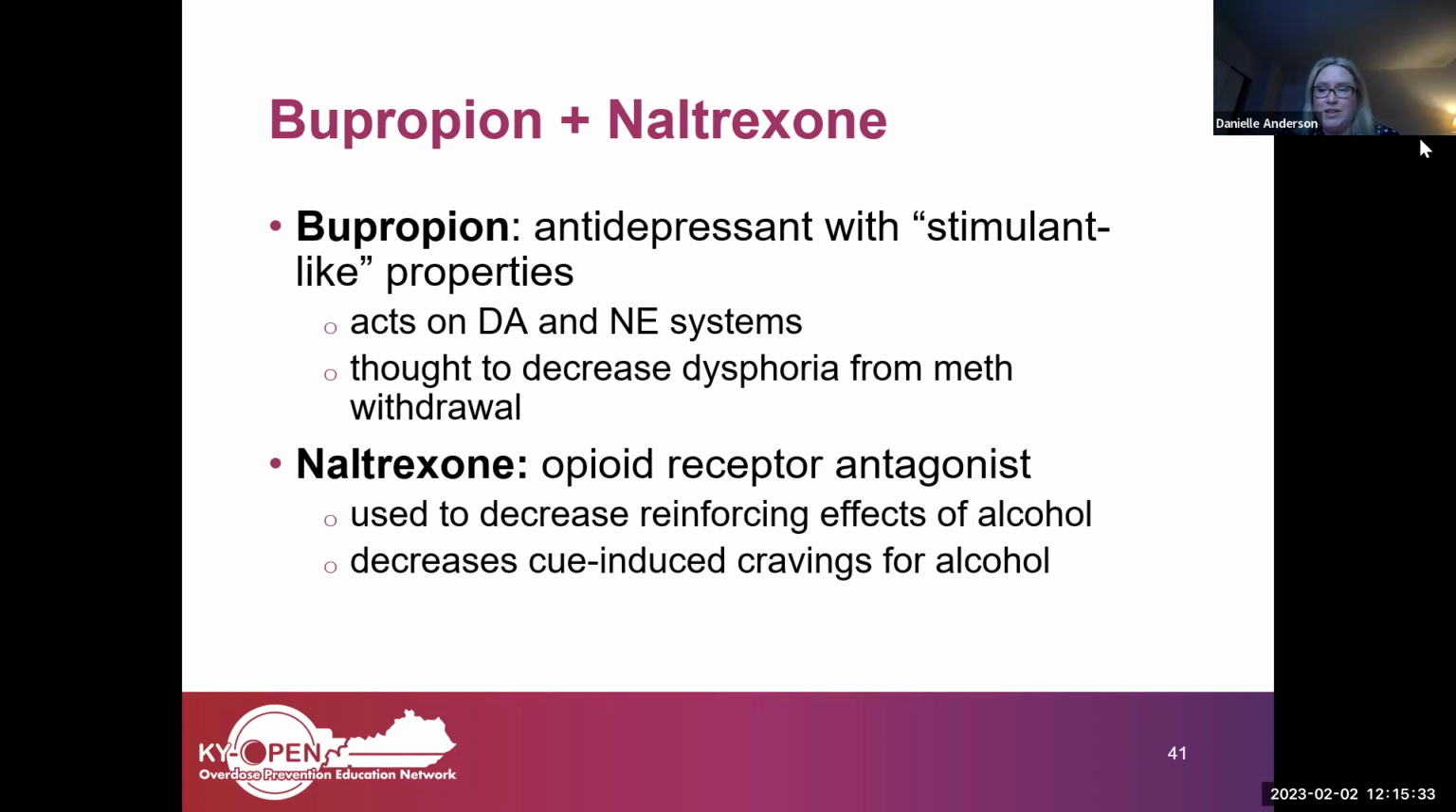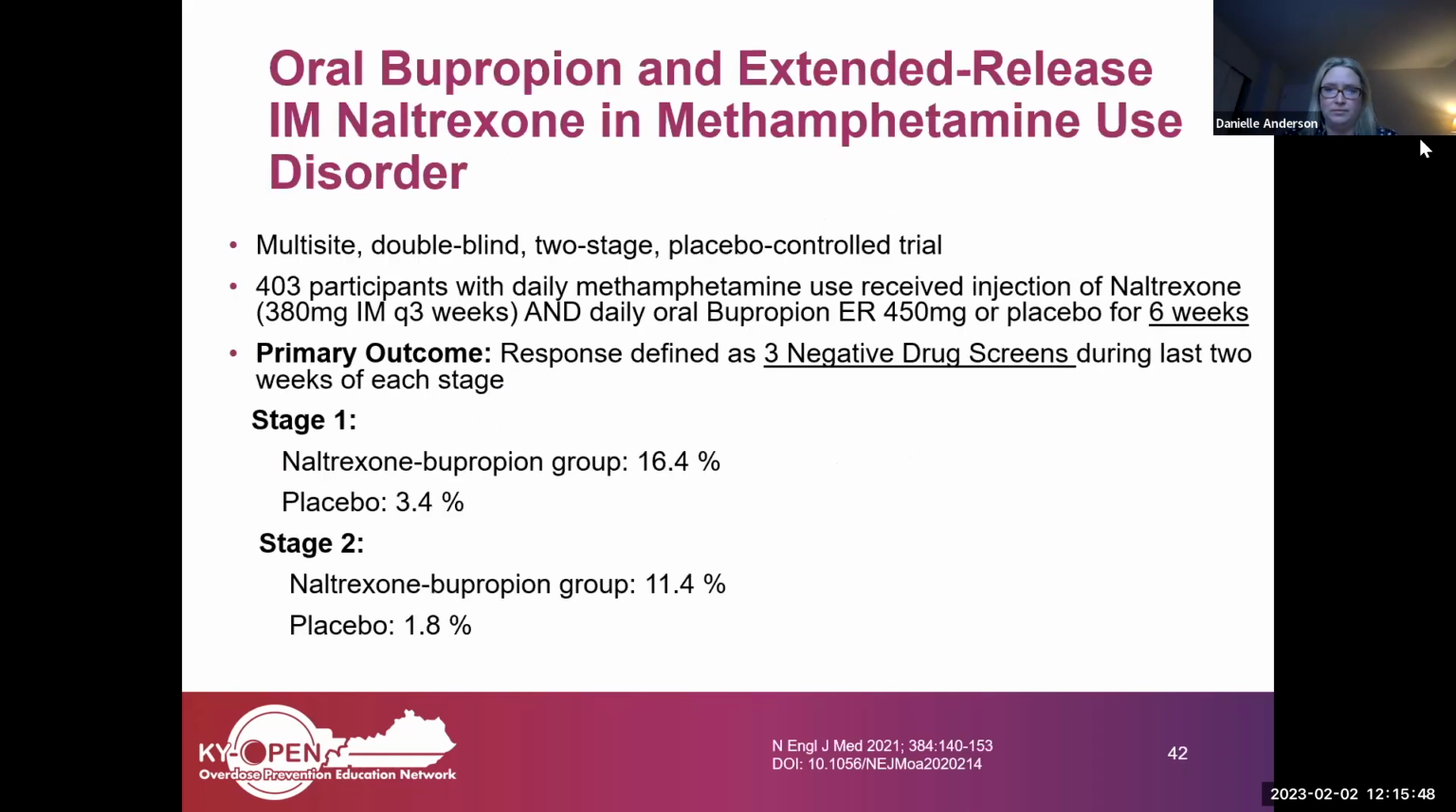So naltrexone has been used to decrease reinforcing effects of alcohol and also to reverse opioids. The combination of these two seems to be effective for some people to reduce methamphetamine use, and we'll take a look at that. So this was a recent study that looked at oral bupropion plus intramuscular naltrexone in methamphetamine use disorder. And this was done at multiple sites. It was a double-blind, two-stage placebo-controlled trial.